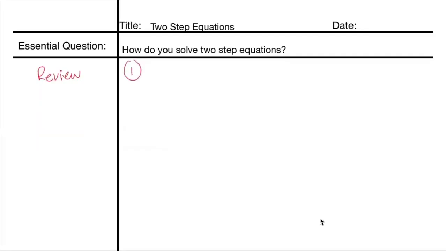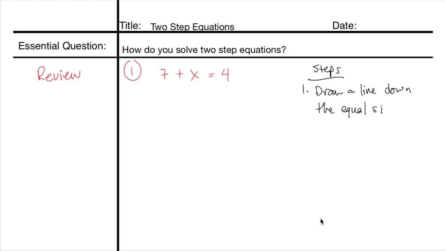Look at number one here. 7 plus x equals 4. And reminder, first thing we're going to do, you have to draw a line down the equal sign. You need to draw that line because that splits it up into two sides. So let's go ahead and do that.